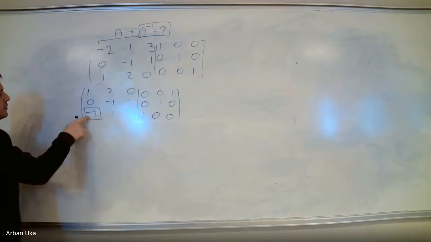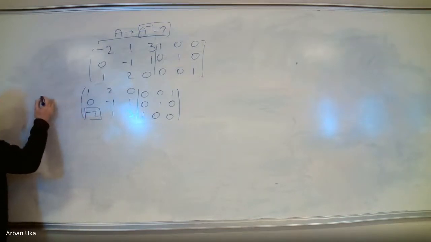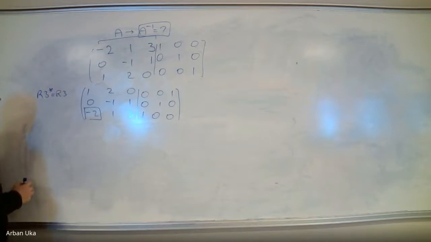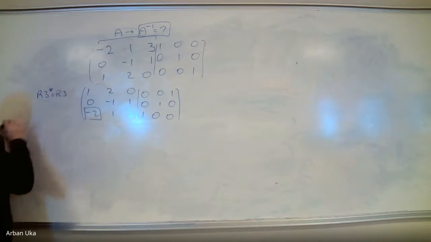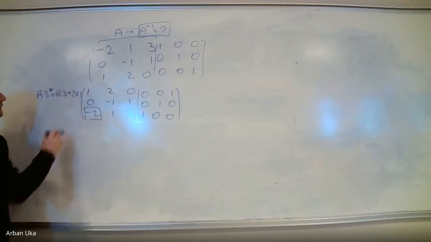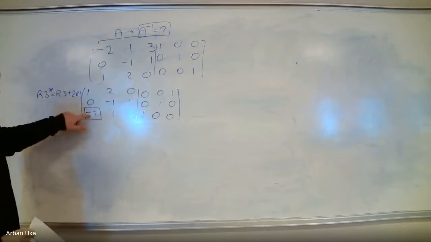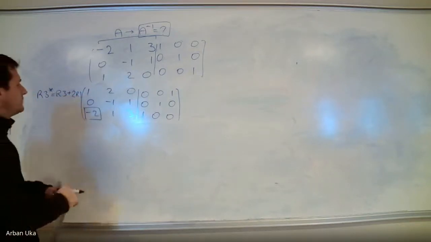Second step, we need to make this 0. How can we make this 0? The function is going to be row 3 star is equal to row 3, then what? Can somebody help me here? Plus 2R1? Thank you. Yeah, exactly. Plus 2R1. Because this is minus 2. How to make this 0? You just add 2, right?